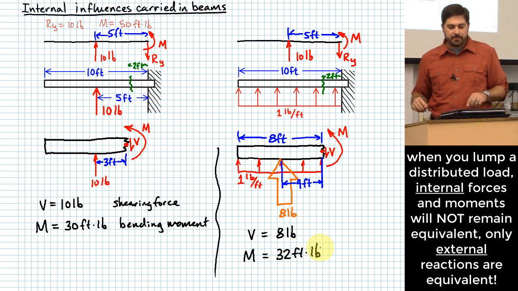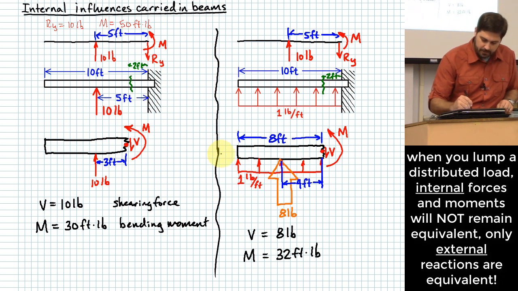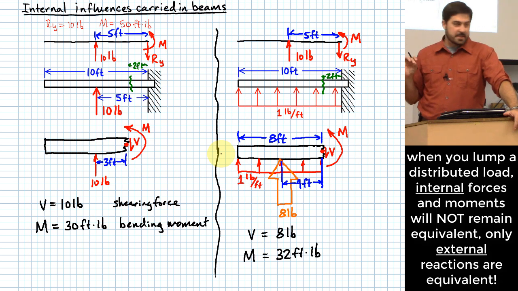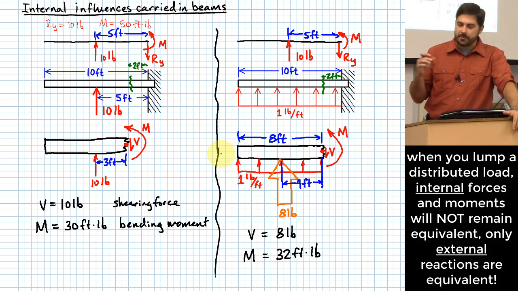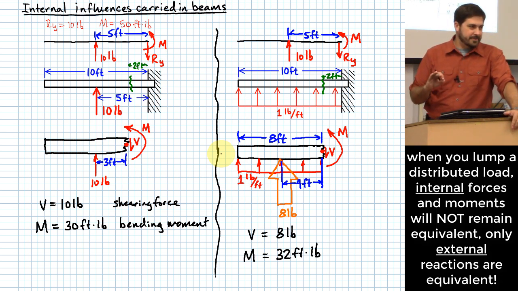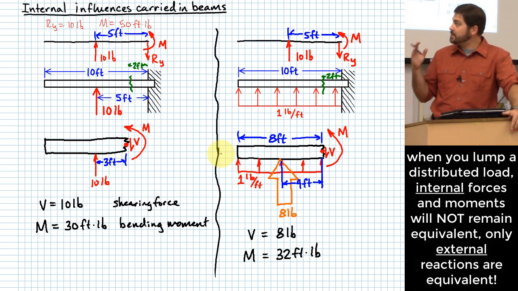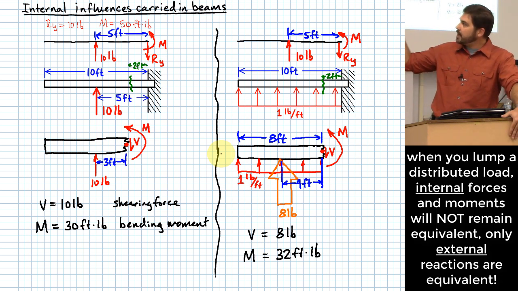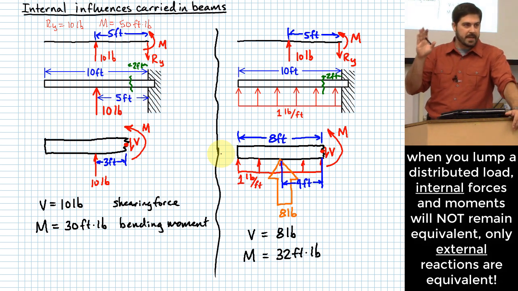What's our big takeaway from this little exercise that I just did? Okay, let me say it this way. When you lump a load to find external reactions, that's fine. You can certainly do that. You cannot lump a load to find internal reactions, okay? Because it's going to be different. What happens inside of this thing is not equivalent between one case and the other, all right? The only thing that's equivalent is what happens over at the end where it's being supported, okay?